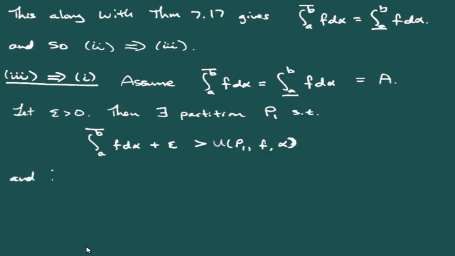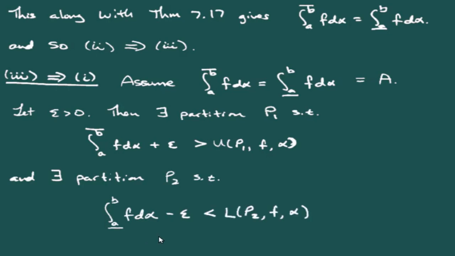Likewise, there's another partition P2 such that our lower Riemann Stieltjes sum, if we subtract off a little bit from that, then we are not an upper bound anymore, and so there's a partition that's going to be a lower Riemann Stieltjes sum that's going to be larger than that value.